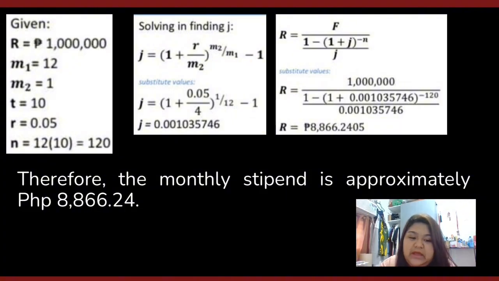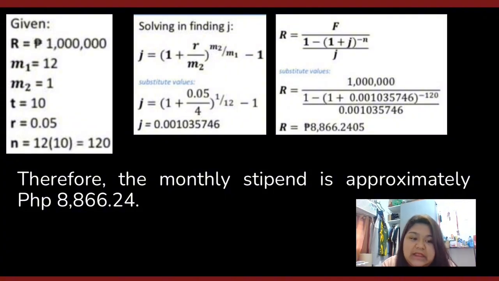So just plug in all of the given in the formula. So our J right now will be 0.001035746. Since we're done finding the J, we have already the J here. Let's proceed in finding the periodic or regular payment, or like the monthly stipend of Aliyah.